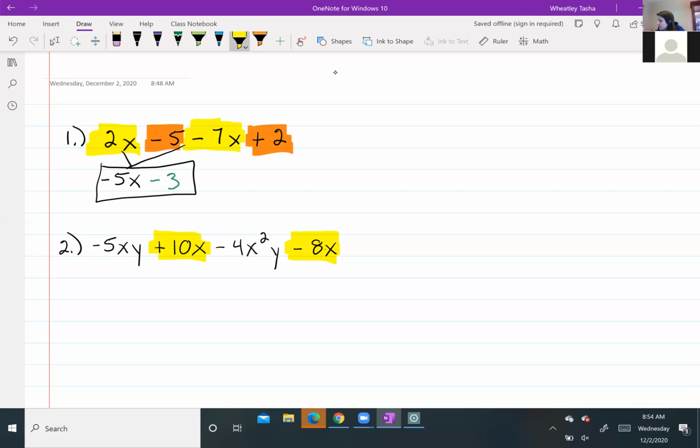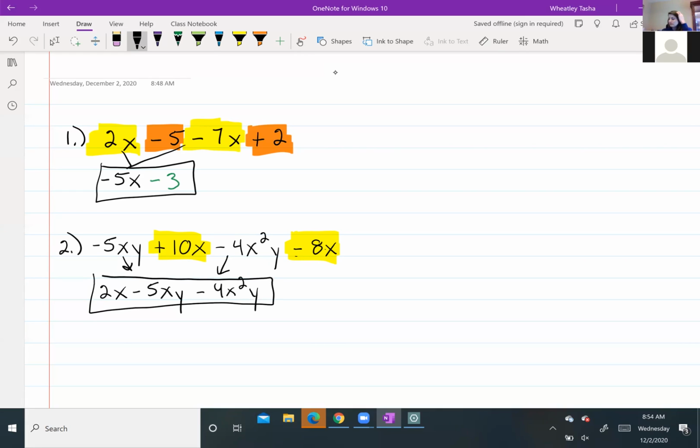So once I do that, 10 minus 8 would give me 2x. And then the other ones I can just bring those down. So negative 5xy, and then negative 4x squared y. And none of those have the same variables, so that is my final answer.